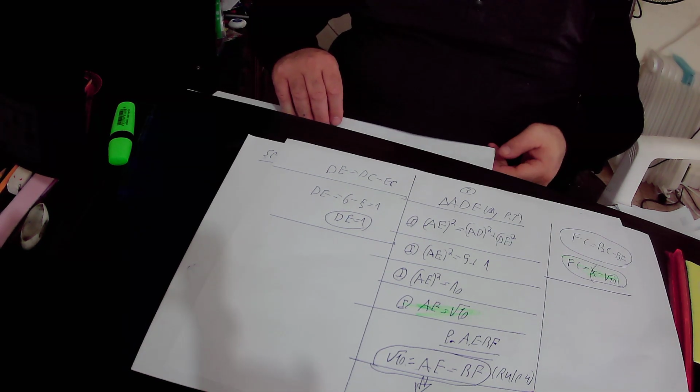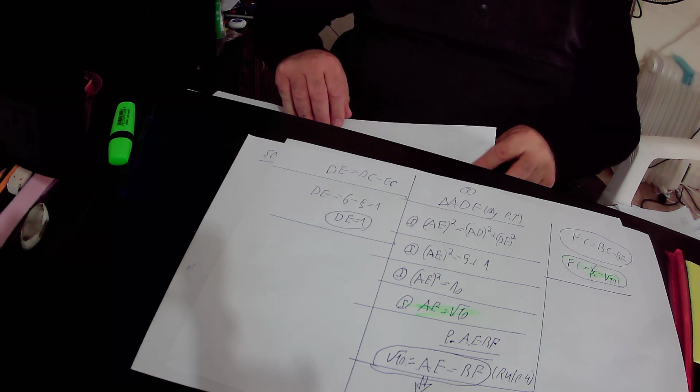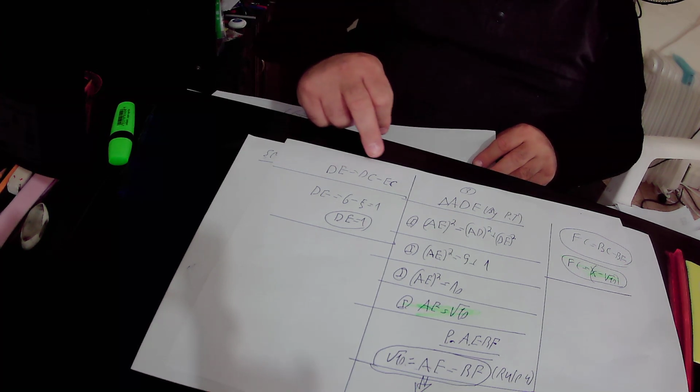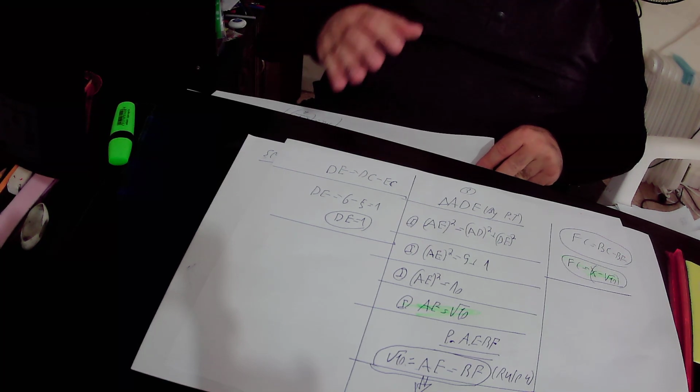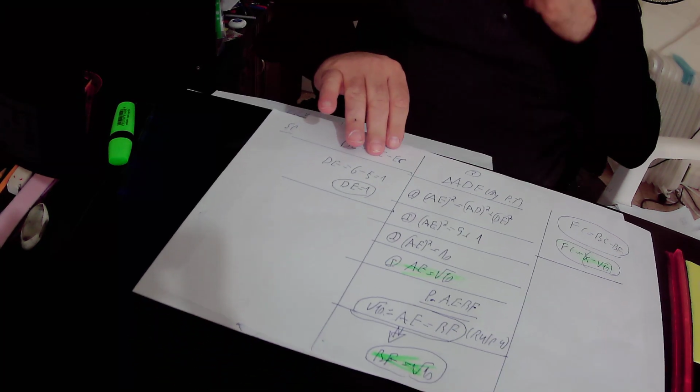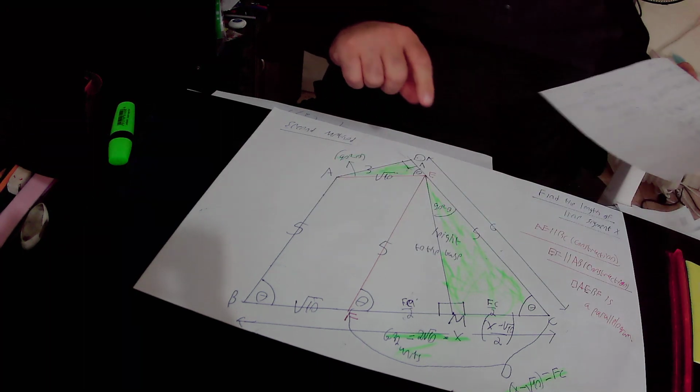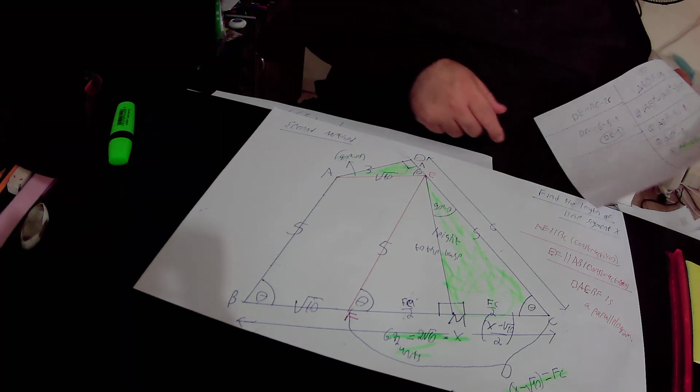So DE equals DC, that is 6 units, minus EC, that is 5 units. That is to say, DE equals 6 minus 5, that is 1. So here the small line segment DE equals 1 unit.